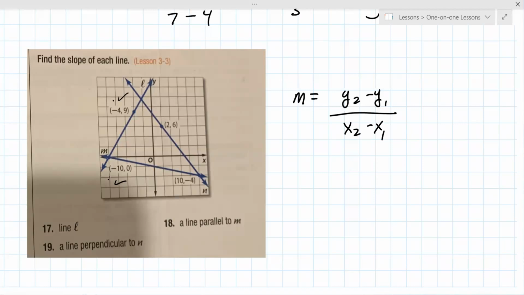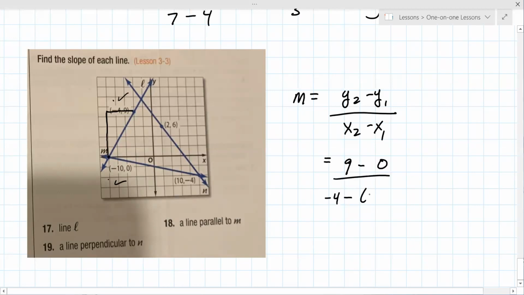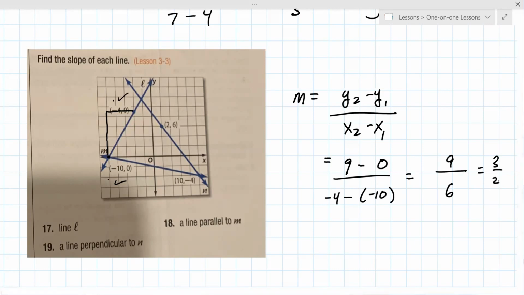The slope has to be positive because you're going up and to the right. Oh, wait, number 6. Oops. Okay, it should be 3/2. Is that okay? Oh, yeah, okay. That makes more sense.